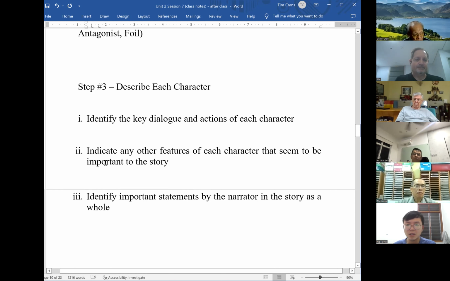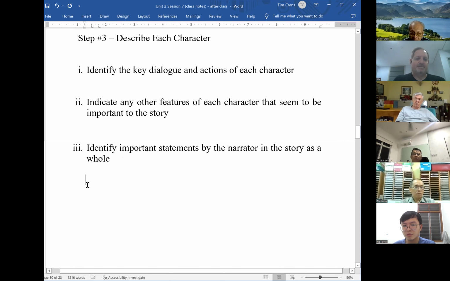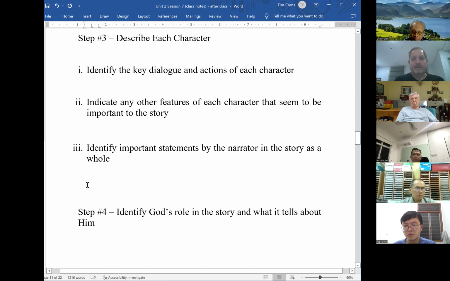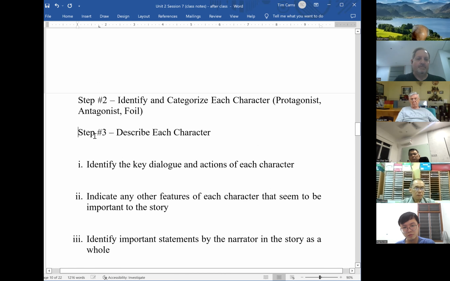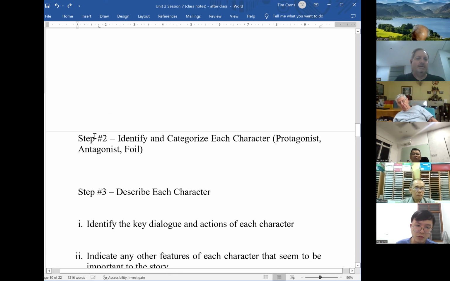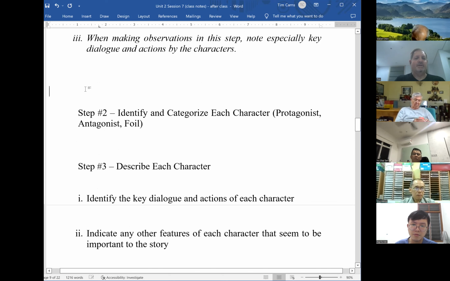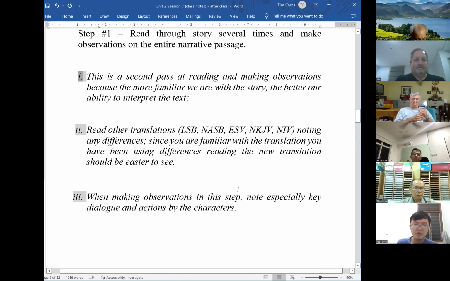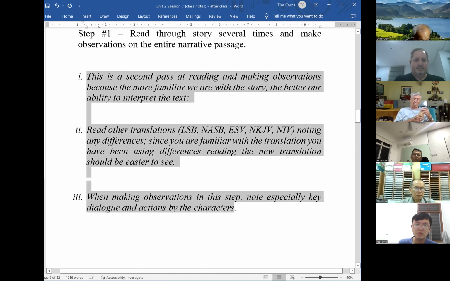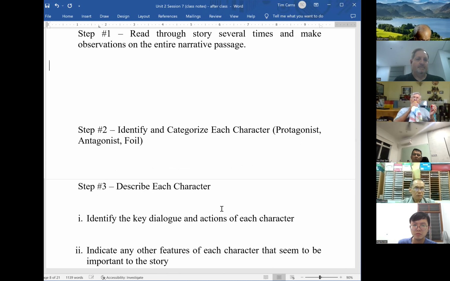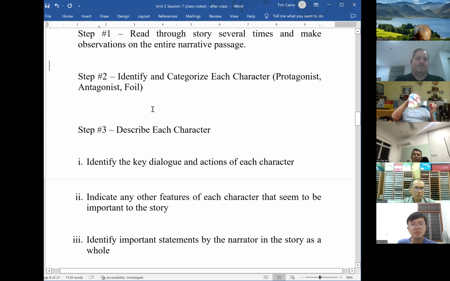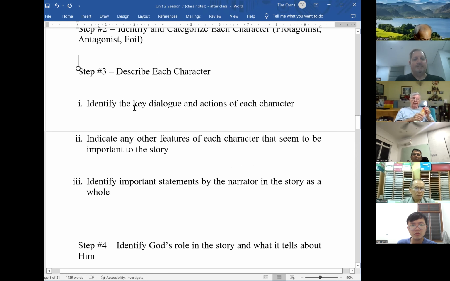And then finally, the fourth step is just to identify God's role in the story. What does it teach us about him? Those are the four steps, if you will: read and observe the story again, then identify and categorize each key character within the story, then describe each of those characters, and finally identify God's role.